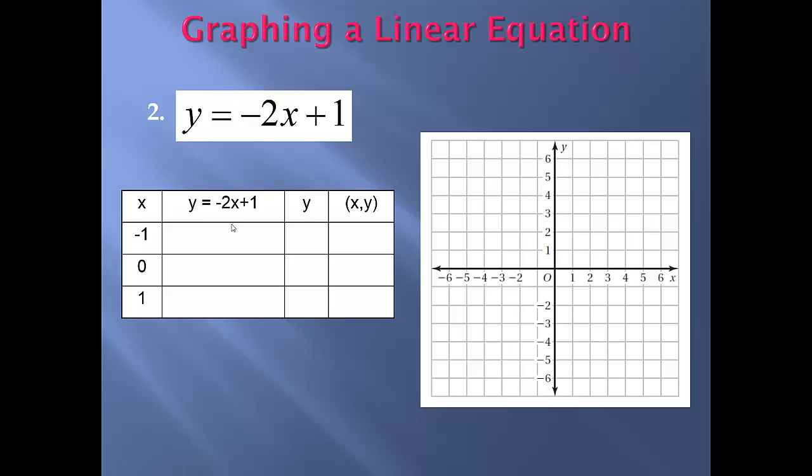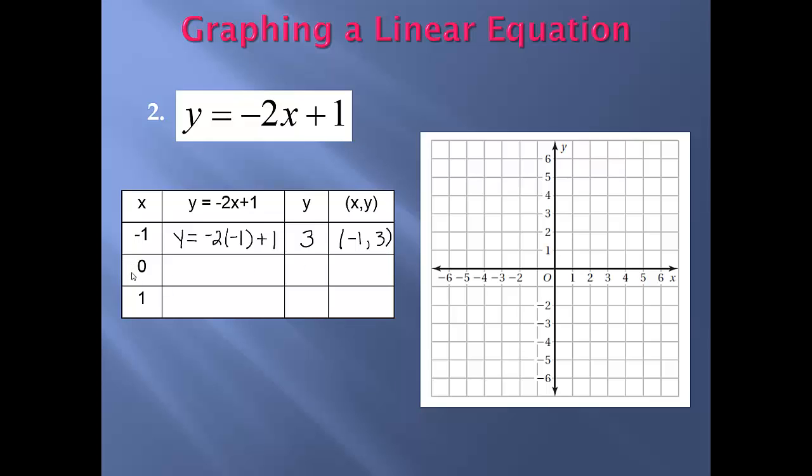Now for our second equation, we have y equals -2x plus 1. We're going to use -1, 0, and 1 for our x values. So first we'll plug in -1. So we have y equals -2 times -1 and then plus 1. -2 times -1 is 2. And 2 plus 1 equals 3. So y would equal 3. And then our ordered pair would be -1, 3.